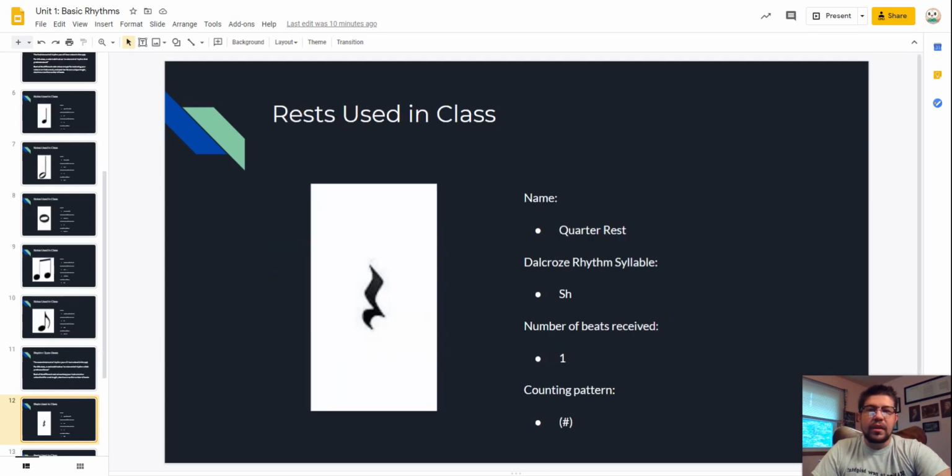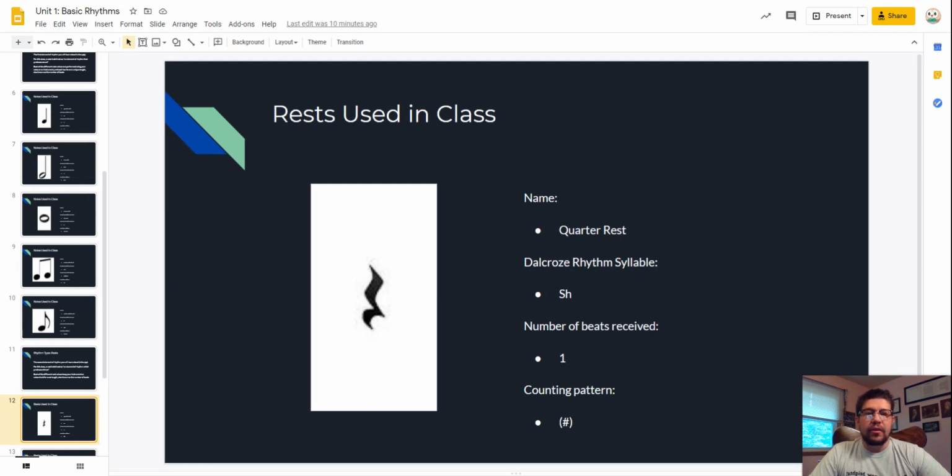So coming up here, we are going to start with the first one, and that is our quarter rest. It looks like a nice little squiggle right there. You can see the picture. The Dalcroze rhythm syllable is going to be sh. Now, very much like the quarter note, you can see right there it gets 1 beat, and there is 1 H. That's what I want you to make sure that you are remembering too, because the number of beats is going to be equal to the number of H's that are in that sound. So once again, it's sh for 1 beat.